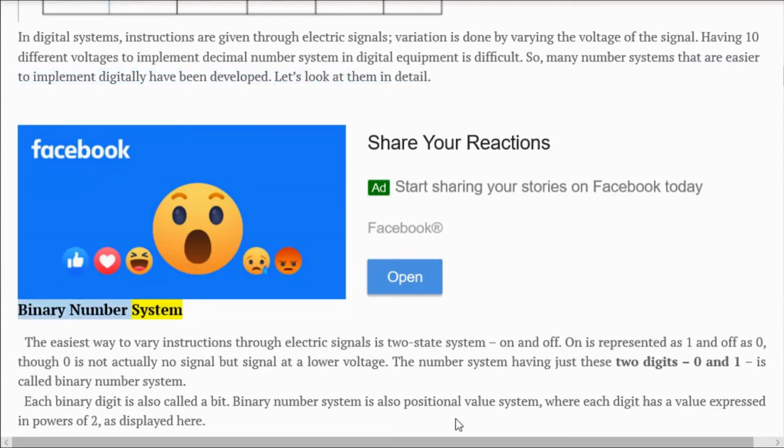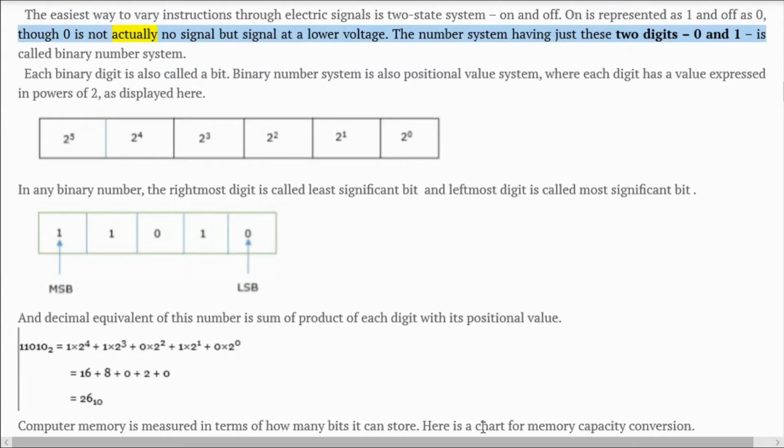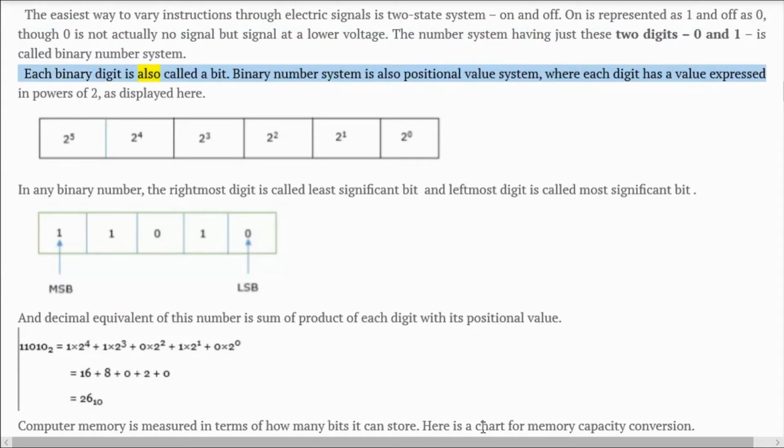Binary number system. The easiest way to vary instructions through electric signals is to state system on and off. On is represented as 1 and off as 0. Though 0 is not actually no signal but signal at a lower voltage. The number system having just these two digits 0 and 1 is called binary number system. Each binary digit is also called a bit.